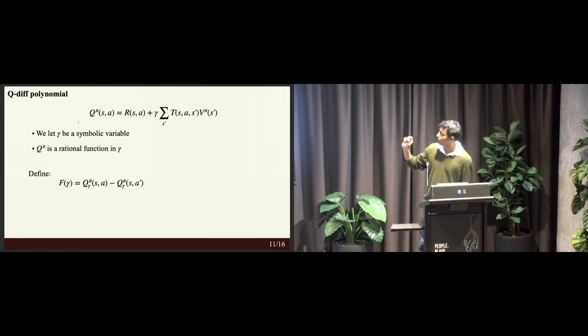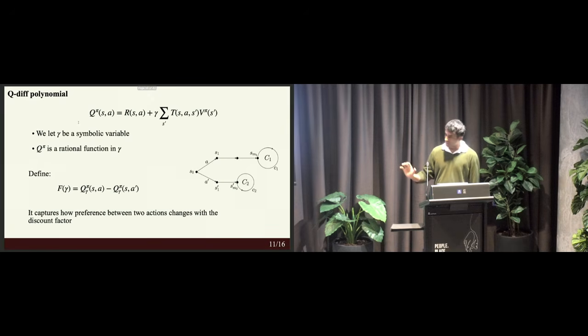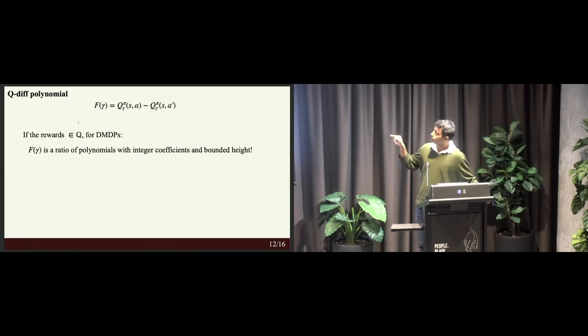Now consider the polynomial f of gamma, which is the difference of two Q values with two different actions. So this polynomial captures how preference between two actions would change with the discount factor. So if I vary the discount factor, how these preferences would change. Now it turns out that this is a ratio of polynomials with integer coefficients and bounded height. This is true for deterministic MDPs when the rewards are rational.